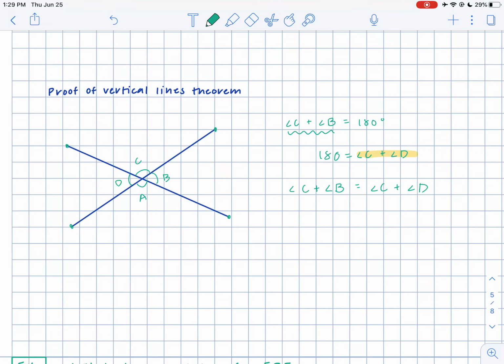Now what do you see? I see that there's angle c on both sides. So what can we do? We can subtract angle c, because remember, what you do to one side, you have to do to the other side.